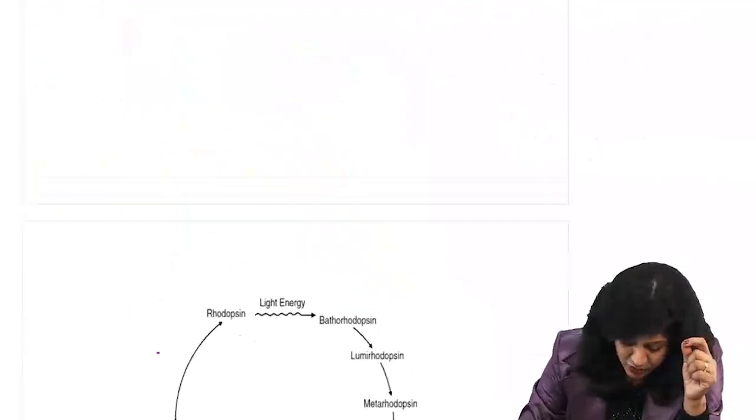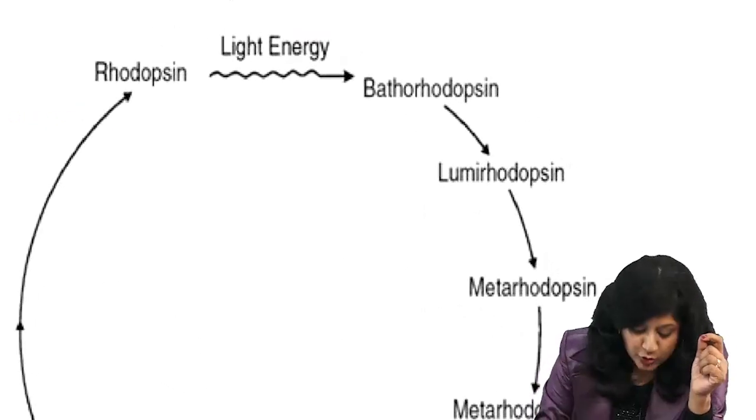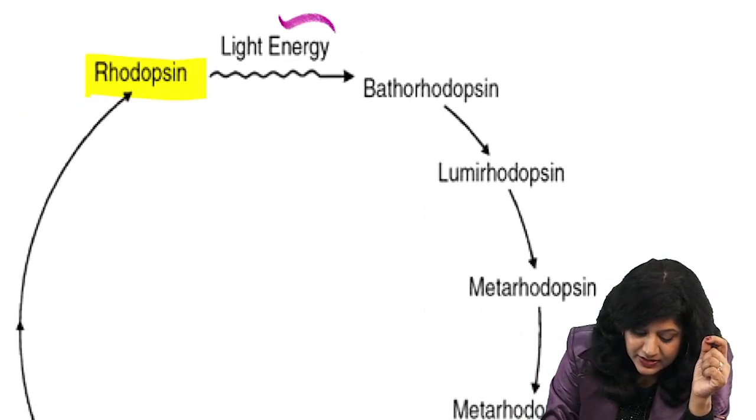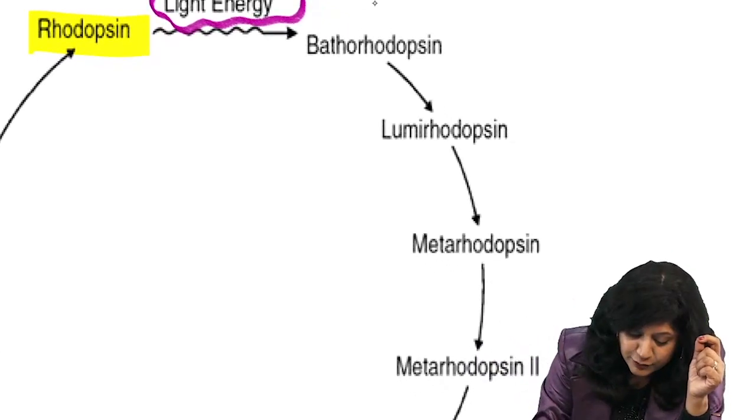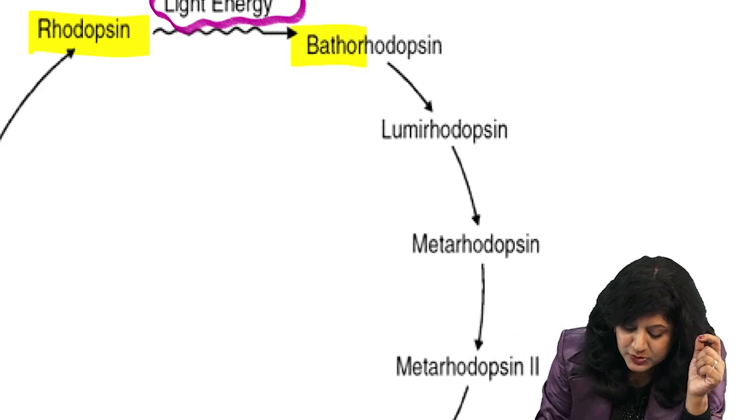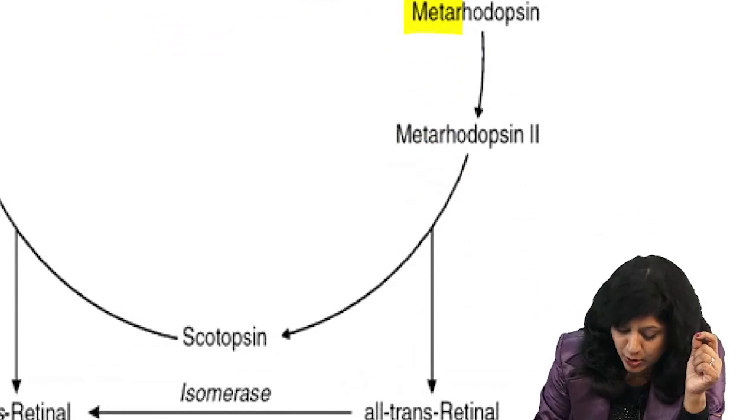So let us see the picture in which they have shown. Now can you see this? This is your rhodopsin, and the light energy is falling here. So there are a number of intermediates which are forming. You have got bathorhodopsin, lumirhodopsin, metarhodopsin, and you also have metarhodopsin.